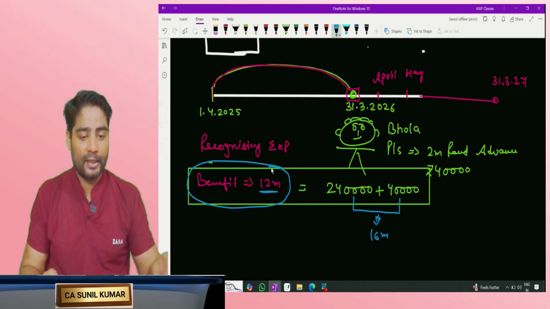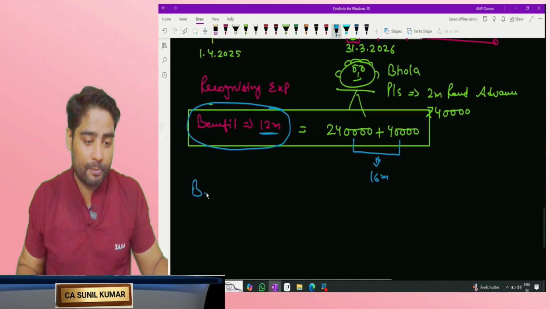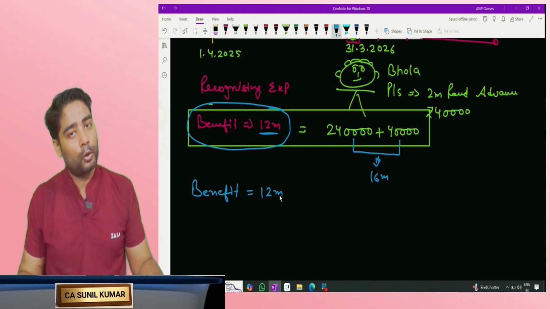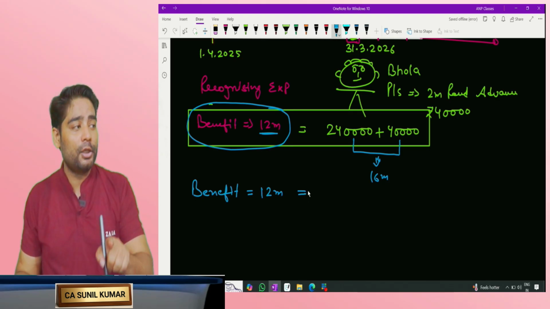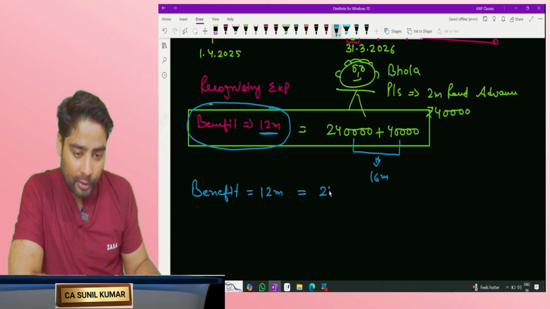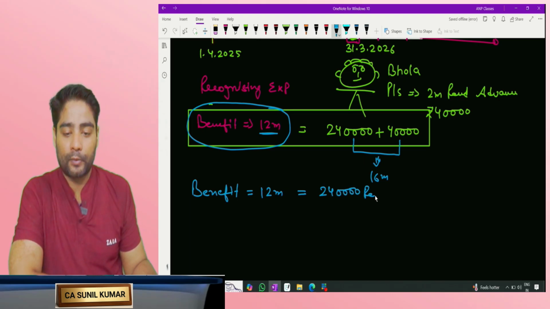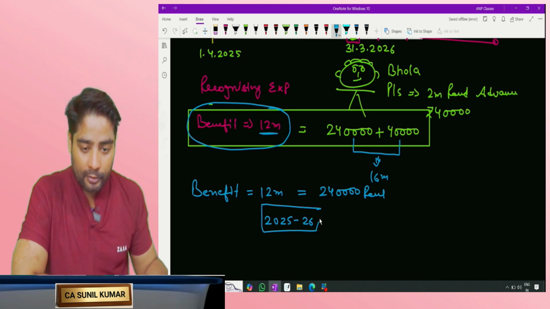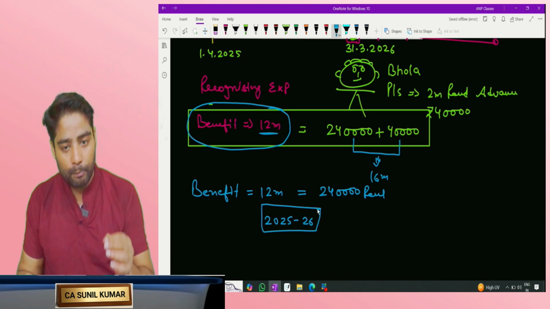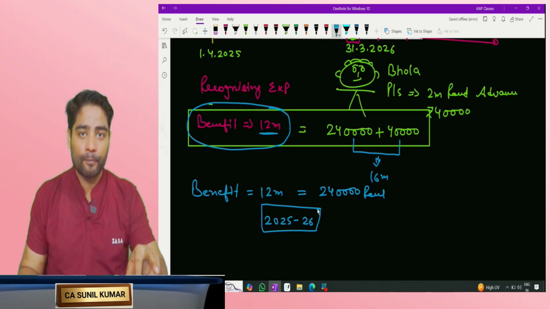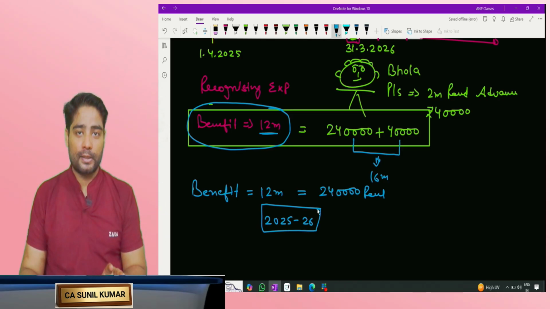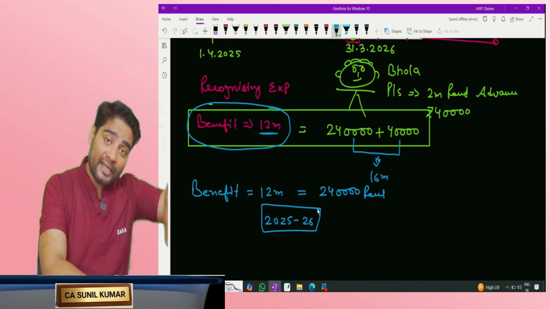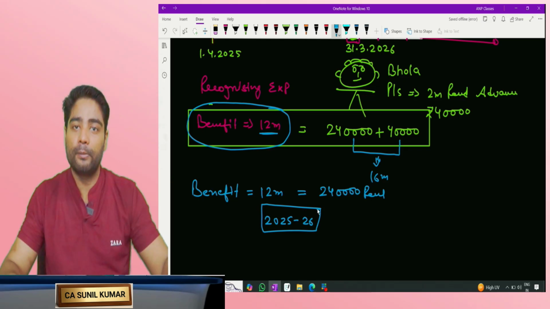Or in simple words, I have taken the benefit. Let's match it. How much benefit have I taken? Sir, I have taken benefit for 12 months. So, how much rent should I recognize? Sir, you should recognize 2,40,000 rent in the current year of 25 to 26. This is the matching concept. So, matching concept simply says you should match the benefit of your expenses with the amount of your expenses, whether the amount has been paid in advance, whether the amount has not been paid.